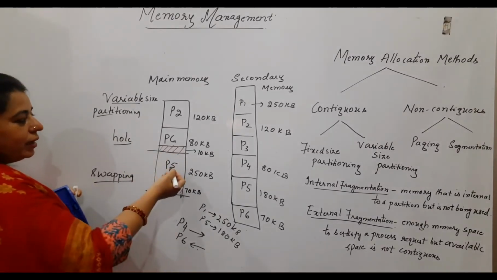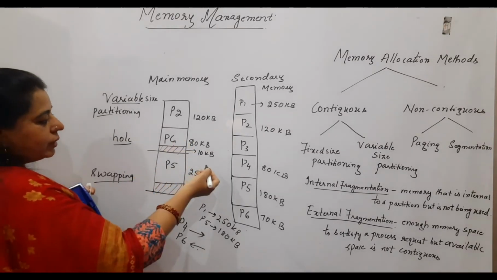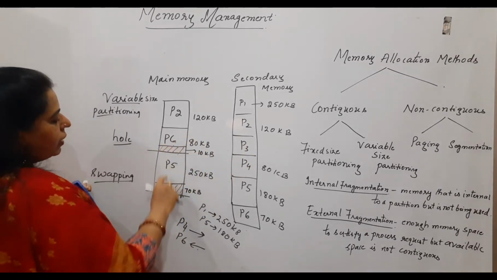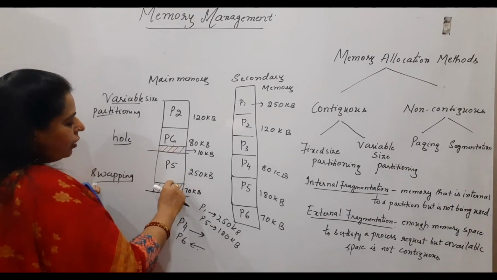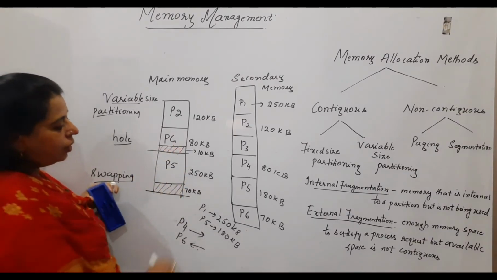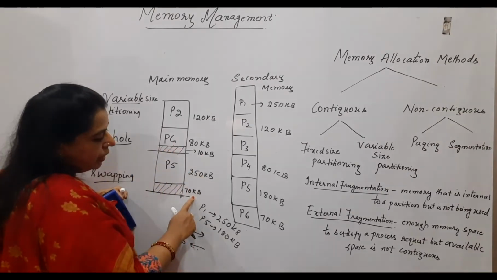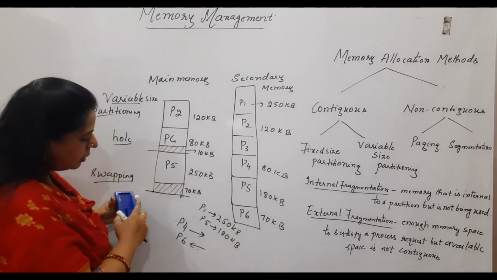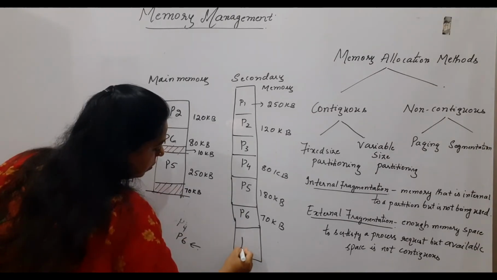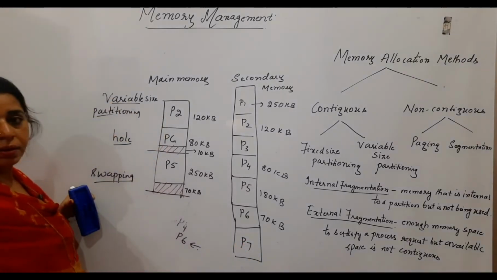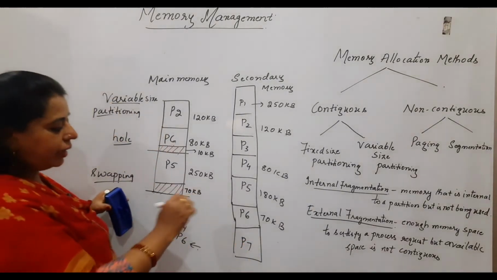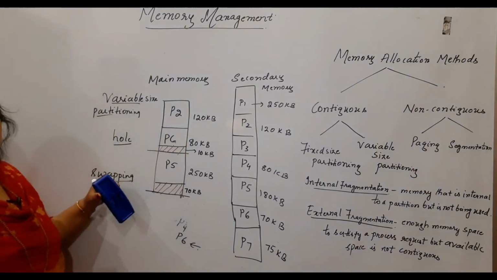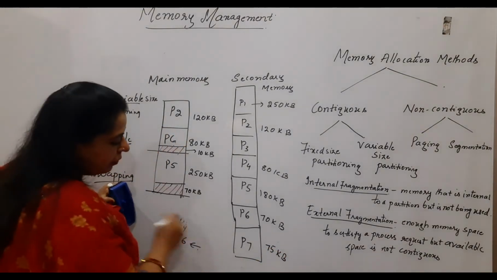Likewise, if you try to take a few more examples wherein you are trying to swap in and swap out, each of that swap in and swap out may lead to some fragmentation here. Now this is 10 KB and this is 70 KB. Now assume that there is a process in the secondary memory. Let us assume P7, which is also there in the secondary memory. Let us assume the size for P7 to be 75 KB.